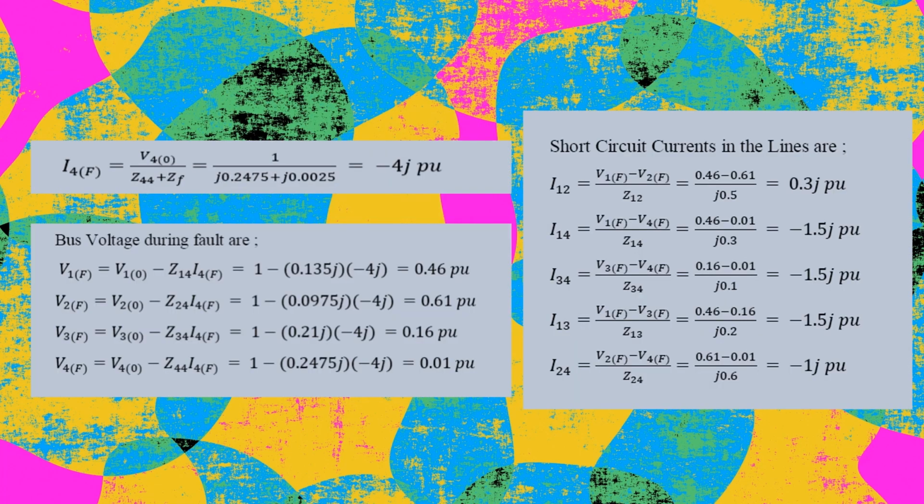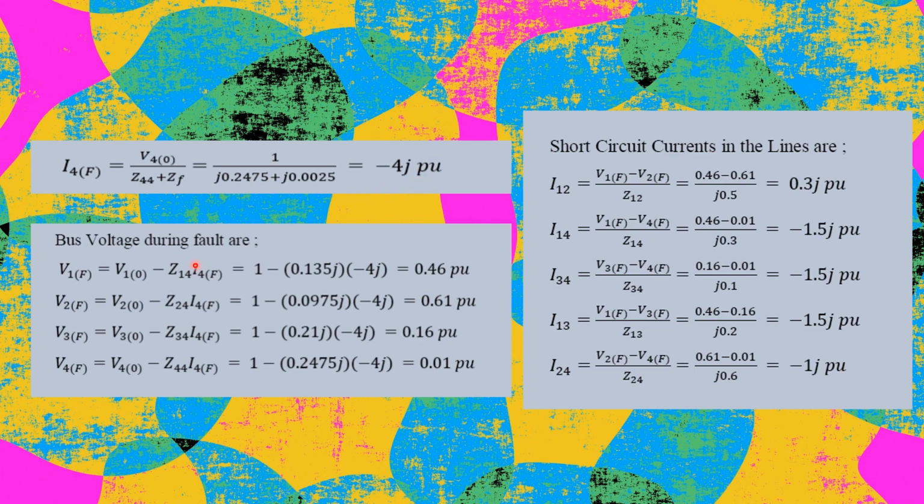Performing fault analysis is nothing but calculating a few important parameters. First of all, we need to calculate the fault current. Since the fault occurs at bus 4, we have to calculate the fault current at bus 4. We have to use this formula, and by formulating this, we will get negative j4 per unit, and this is the fault current at bus 4.